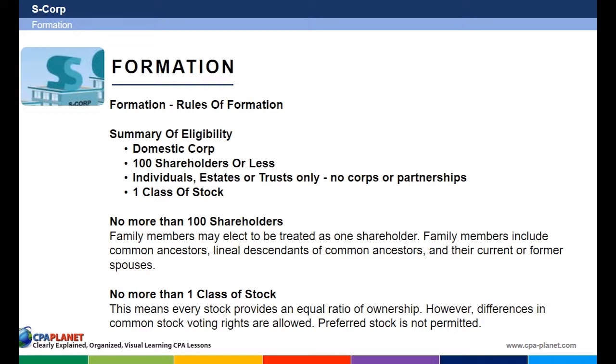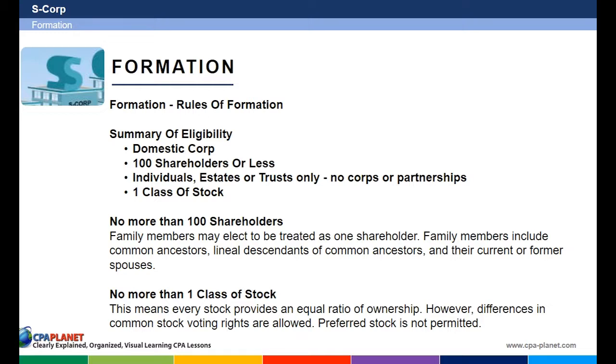So let's review this. You need to remember this. It has to be domestic, 100, one class of stock, individuals only. 100 shareholders or less. Those shareholders must be individuals or estates, not C-corps. One class of stock, and domestic.